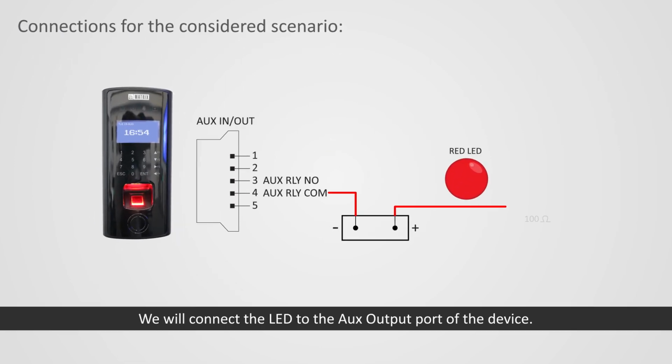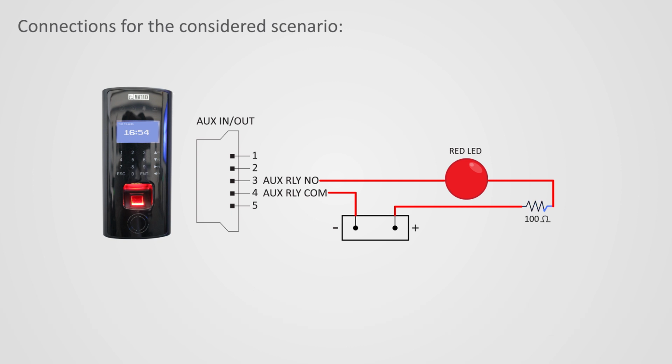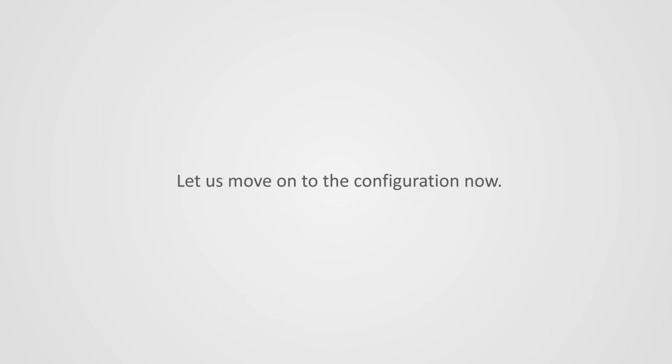We will connect the LED to the AUX output port of the device. Connect a resistor with respect to the power supply required to LED. Let us move on to the configuration now. We will complete the configuration in 2 steps: auxiliary output configuration and I/O linking. Let us start with the first step of auxiliary output configuration.